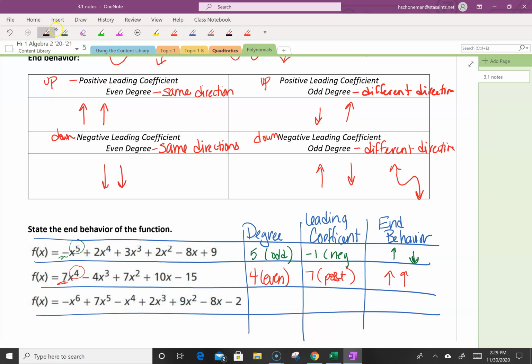If you look at this one, the degree, the highest number or exponent, is 6. That is an even number. The leading coefficient is a -1, which is obviously negative. So because it's even, that's the left two, same direction, and because it's negative, they're going down.